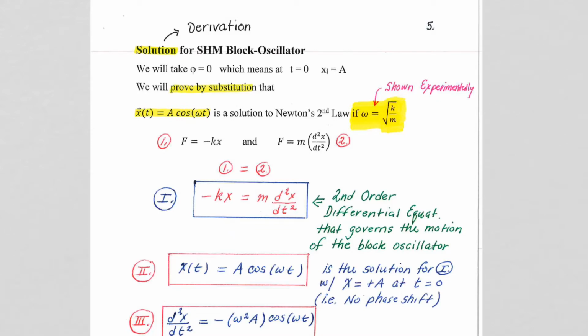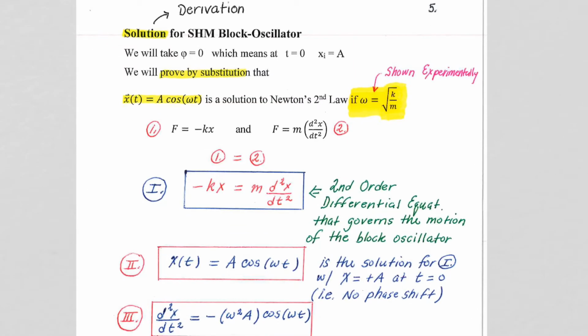In this lesson, we're going to look at our solution for the block oscillator. Namely, I'm going to skip down here to the middle for a second. So we need to have x equals A cosine omega t memorized, right? Because that's our empirical result. And again, I have it down here, but let's reinforce it.